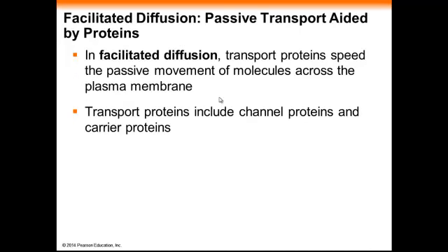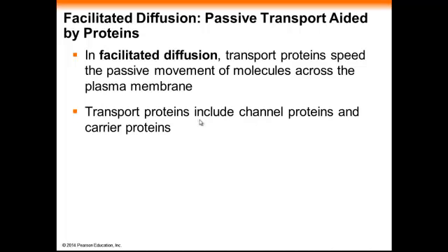Another type of diffusion is called facilitated diffusion. This is one in which transport proteins move molecules that couldn't ordinarily pass through the plasma membrane. Now, this again is a passive process, so it doesn't require any energy. And transport proteins include channel proteins and carrier proteins. A good example of this would be the carrier protein that moves glucose into the cell.